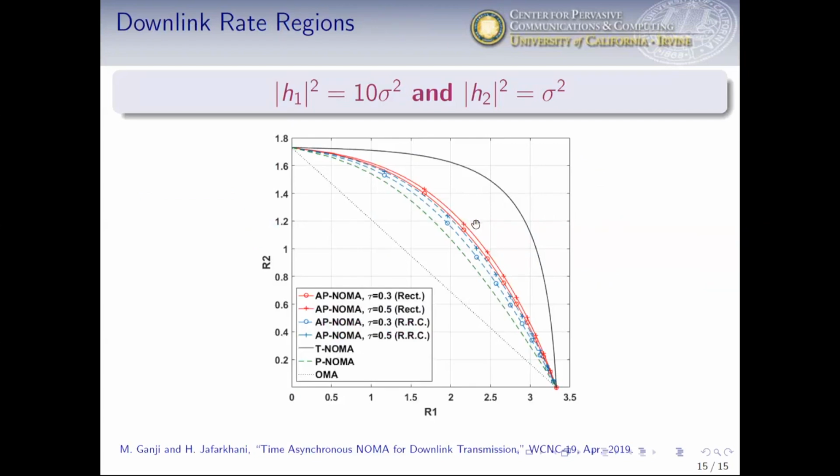These techniques also tremendously enlarge the rate regions for the downlink NOMA, as you see, compared to the rate region for orthogonal multiple access methods. You can gain a lot using NOMA. And with that, I conclude my talk. Thank you.